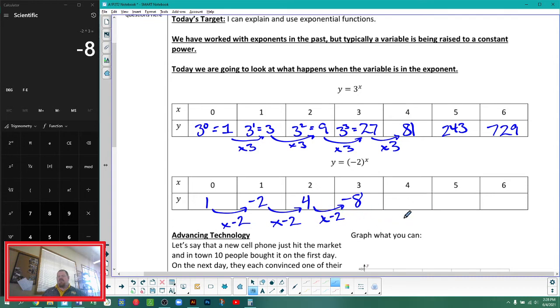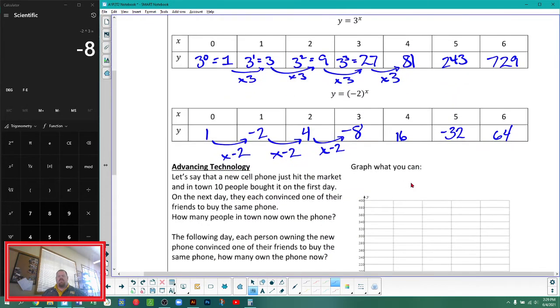But something interesting is happening with my values here, that they're alternating between positive and negative. Numbers-wise, they're kind of what we expected. 1 times 2 is 2, 2 times 2 is 4, 8, we'd have 16 here. This one flips back to a negative and it's 32, and then finally a positive and it's 64. So with negative numbers there, we get some weird things that happen. Kind of bounces around a little bit.